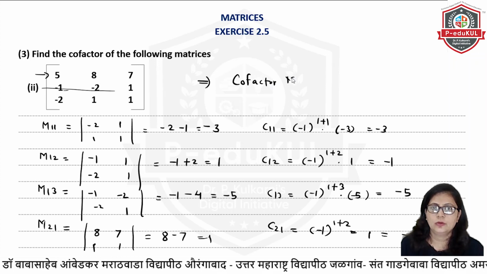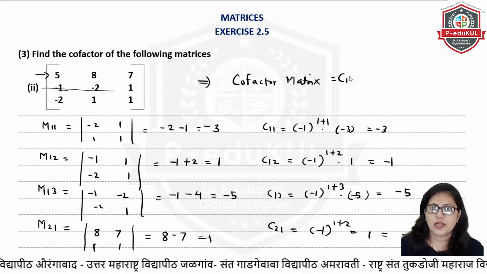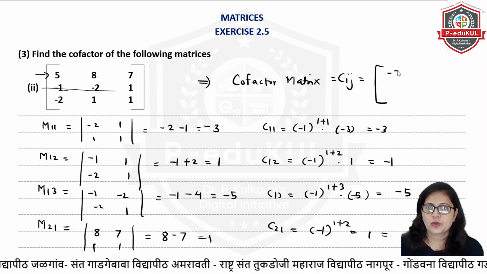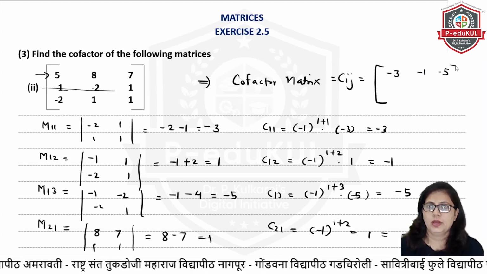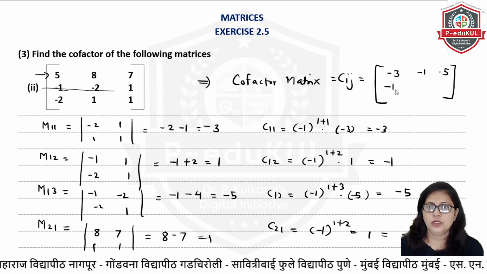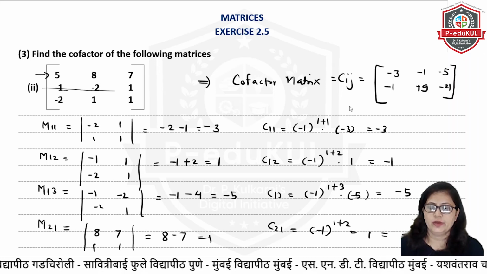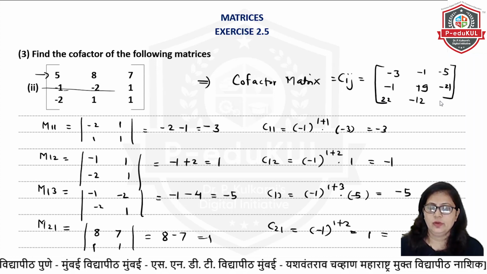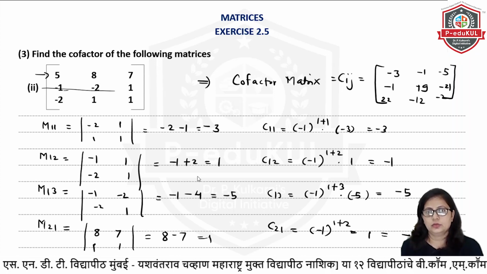Cofactor matrix, which I am writing as Cij, will be, I'll write all the elements now: minus 1, minus 3, minus 5. Then the next is minus 1, 19, minus 21, then 22, minus 12 and minus 2. This is all together I have written all the cofactors.